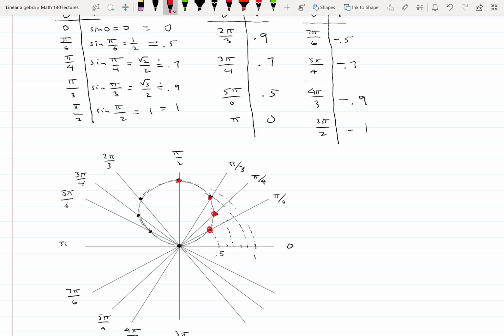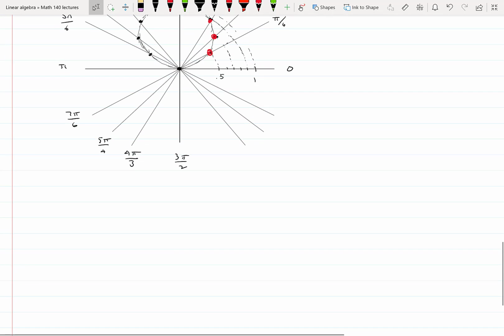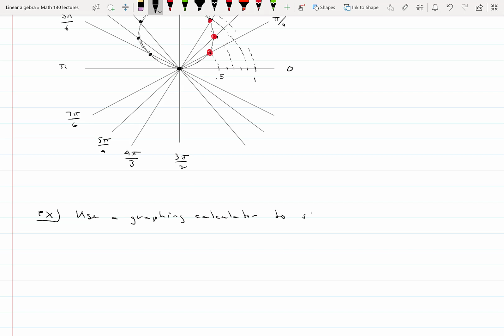Now, I'd like to give you an introduction to how to use the calculator to get these graphs. It's very, very simple. Let's take a look at our next example, which is to graph the same graph, but using our calculator. Use a graphing calculator to sketch r equals sine of theta.